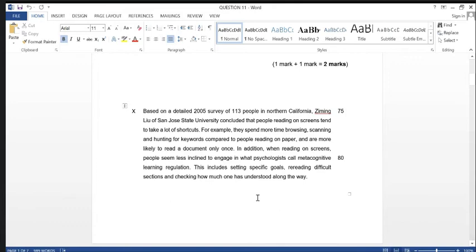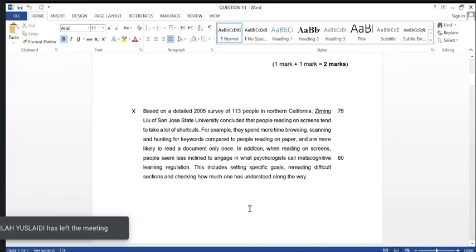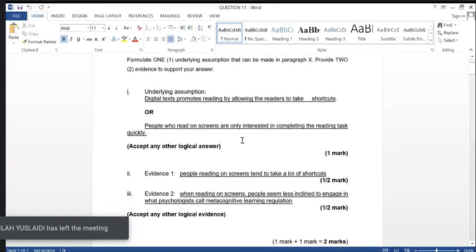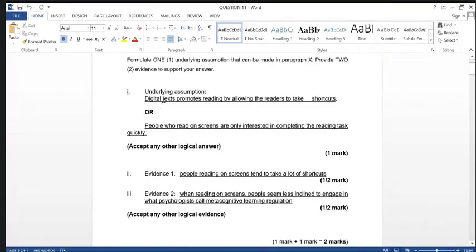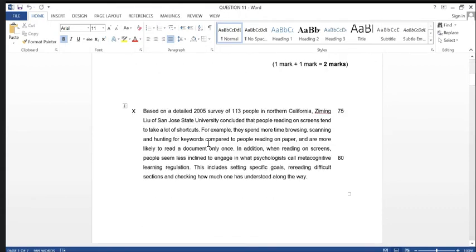So, but he says people who read on screen do not do this. They take a lot of shortcuts. So, what can you infer? From the inference side, but what is the writer's assumption that made him write that? So I think that, okay, the answer key has given that the underlying assumption made in writing paragraph X is that digital text promotes reading. Digital text promotes reading by allowing the readers to take shortcuts. It's not a restatement, but here he says people take a lot of shortcuts.